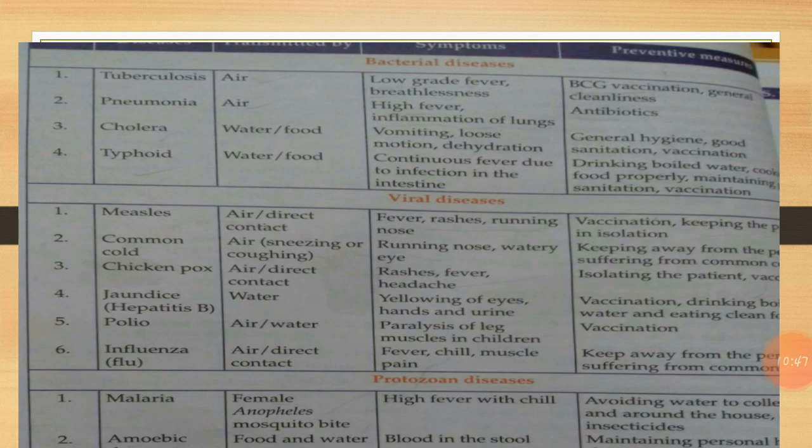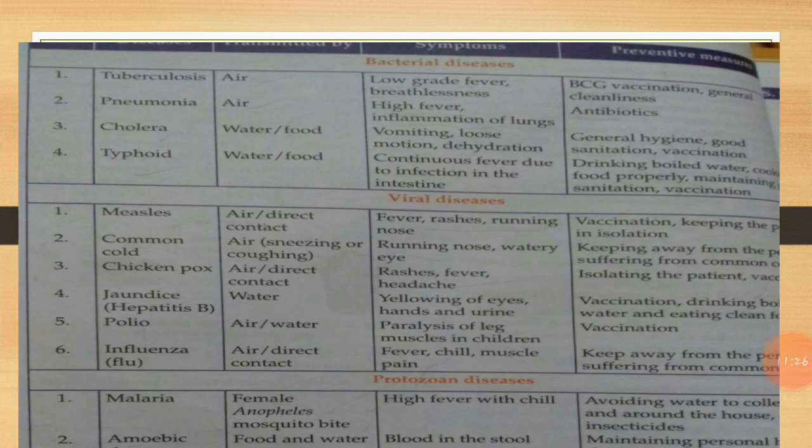There are some more diseases, like measles. The causative organism of measles is a virus, and the mode of transmission is air and contact. Polio is also caused by a virus, and the mode of transmission is air and water. Hepatitis B is caused by a virus, and the mode of transmission is water. Malaria is caused by protozoa, and the mode of transmission is mosquito. So these are certain types of human diseases caused by microorganisms. Now we are going to know how microorganisms also cause disease in animals.